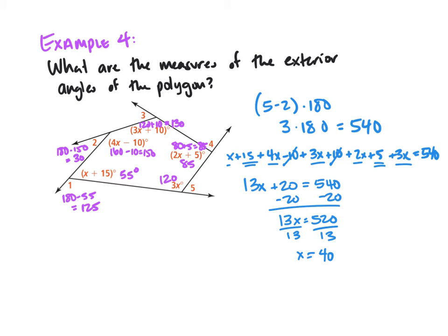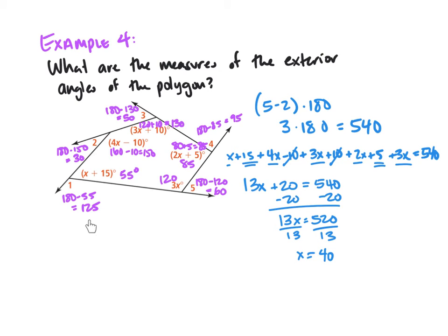For angle 3, it's going to be 180 minus 130, which is going to give me 50. Angle 4 is going to be 180 minus 85, which is going to give me 95. And angle 5 is going to be 180 minus 120, which is going to give me 60.